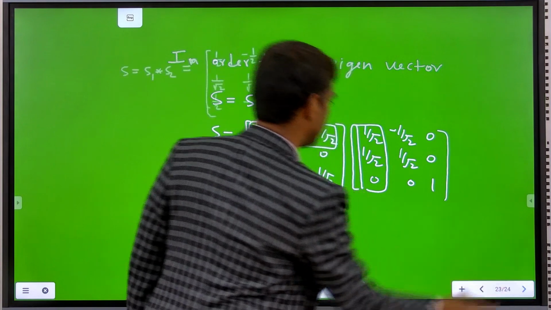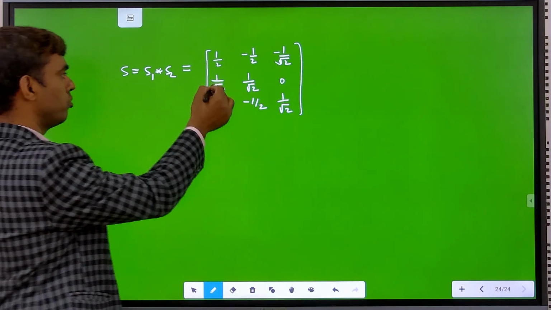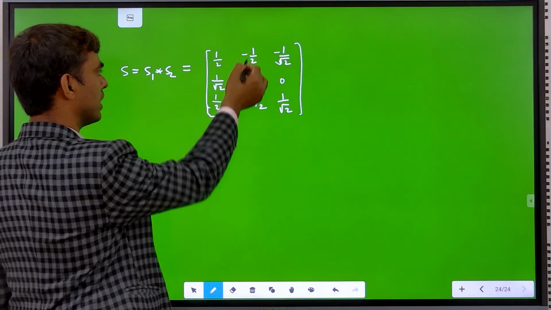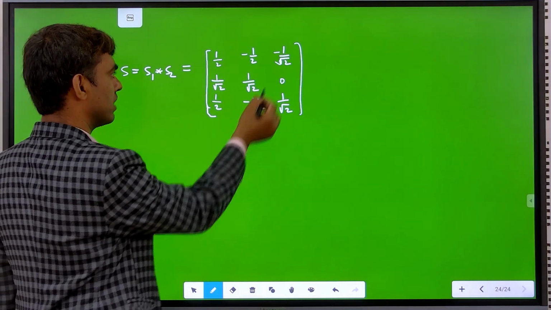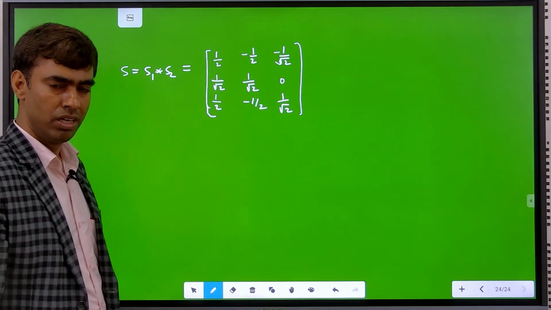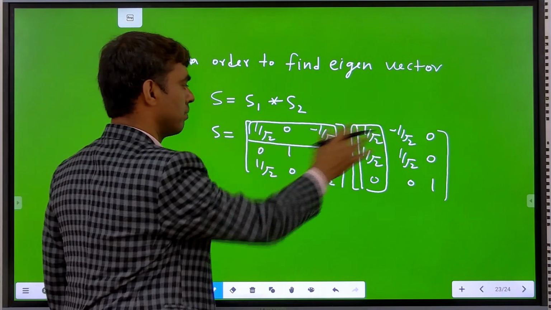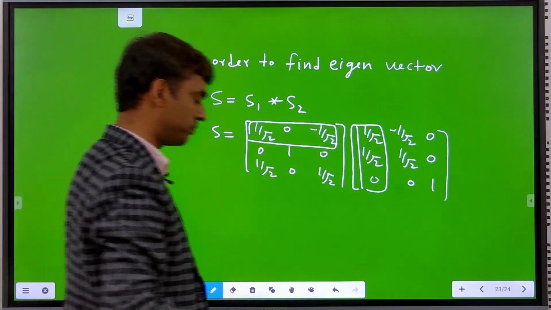So what is the resultant matrix? The resultant matrix is this one: 1 by 2, 1 by root 2, 1 by 2, minus 1 by 2, 1 by root 2, minus 1 by 2, minus 1 upon root 2, 0, 1 by root 2. So it's not a very tough task. You may easily be able to find the multiplication of these two matrices.